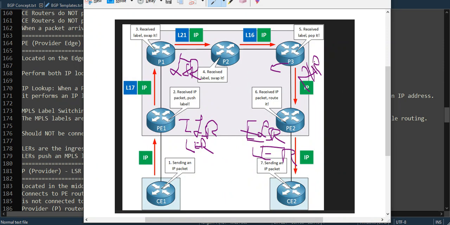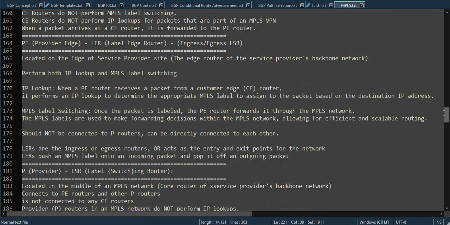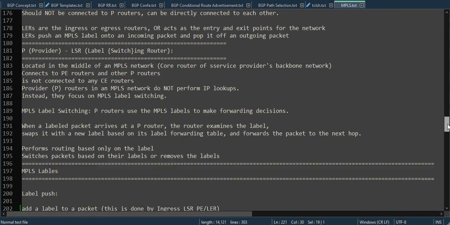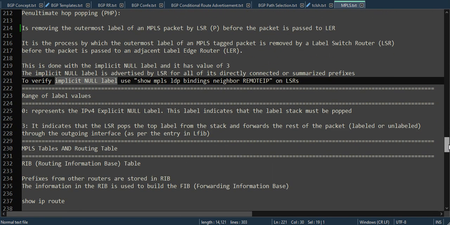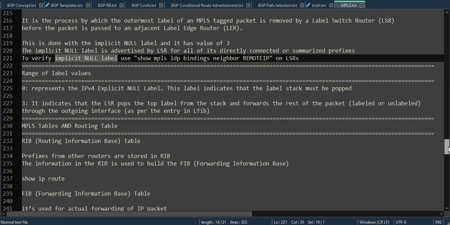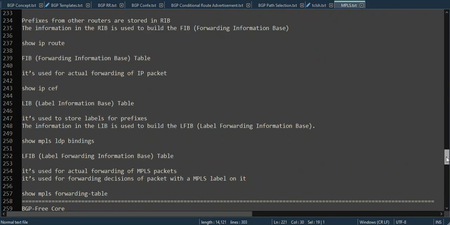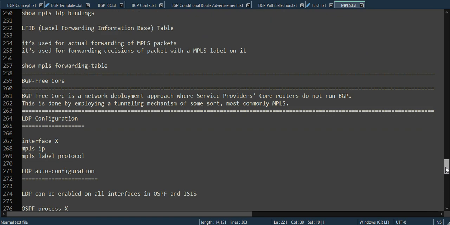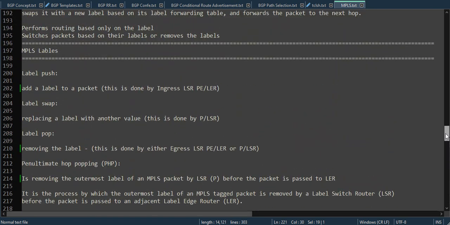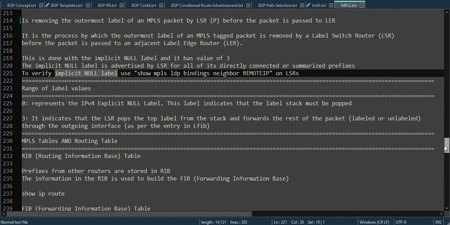Because here our provider is doing popping, it becomes PHP. Okay, this is PHP, and let's see MPLS tables. This is our last concept of our MPLS network and command.